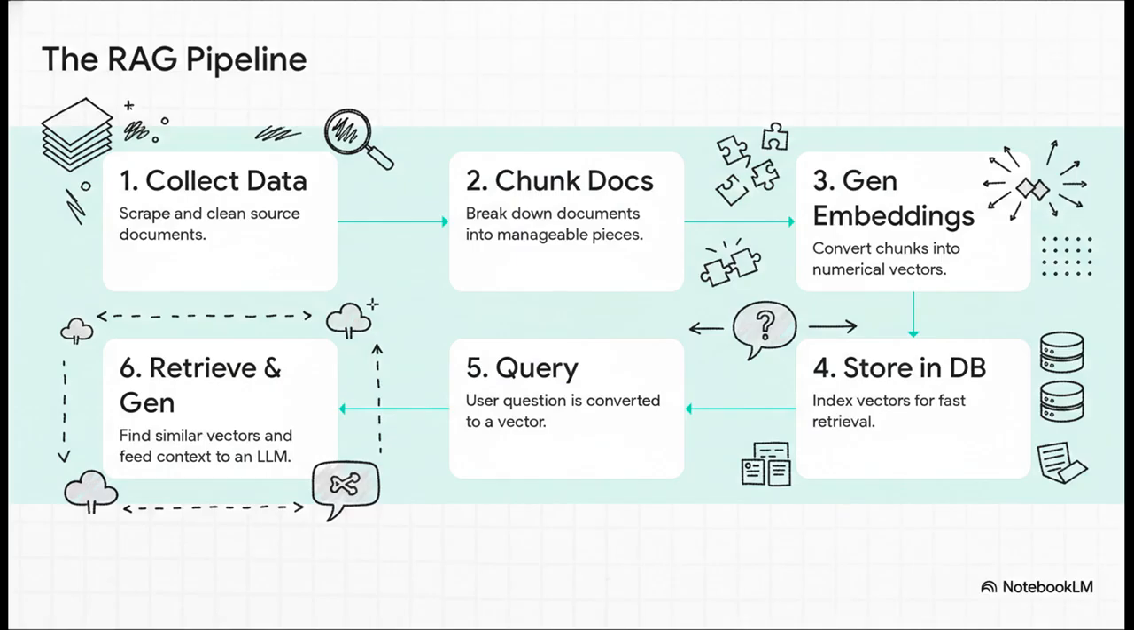Then, when a user asks a question, that question also gets turned into a vector. Finally, the system finds the most similar chunks from your library, hands them over to the large language model as context, and that model generates the final super-informed response.